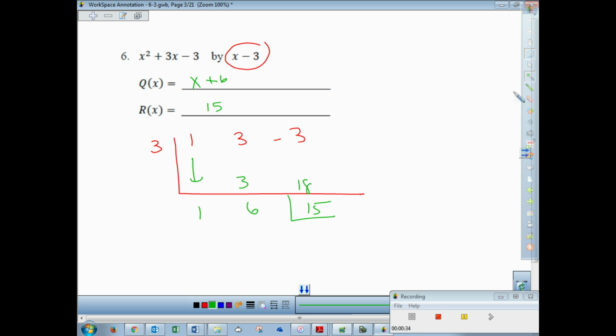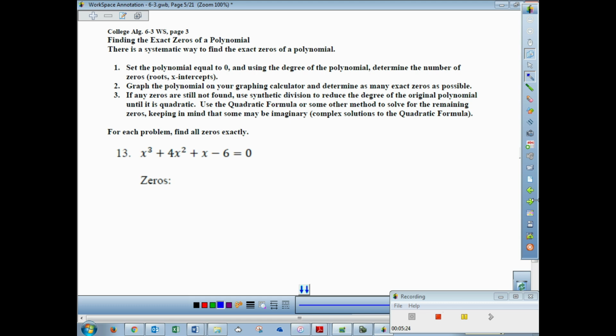The question is now, this would be a parabola if we graphed it. Is 3 a 0 of this? Yes or no? No, the remainder was not 0. The remainder was 15. So if you get a remainder of 0, then that's where it crosses the x-axis. Let's jump over to the next page and start with number 13.